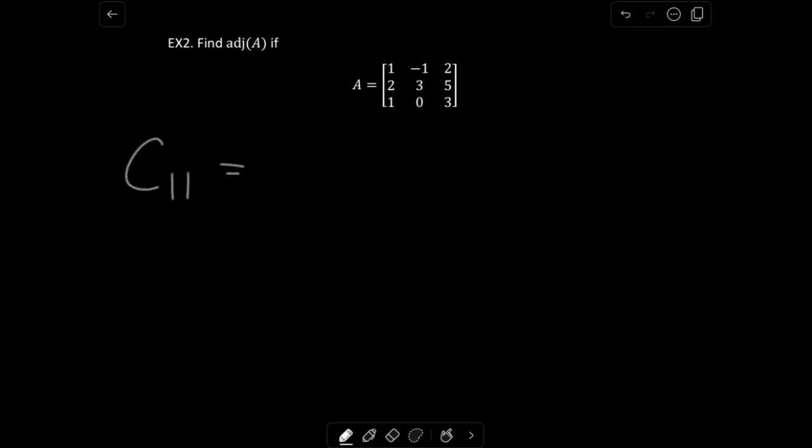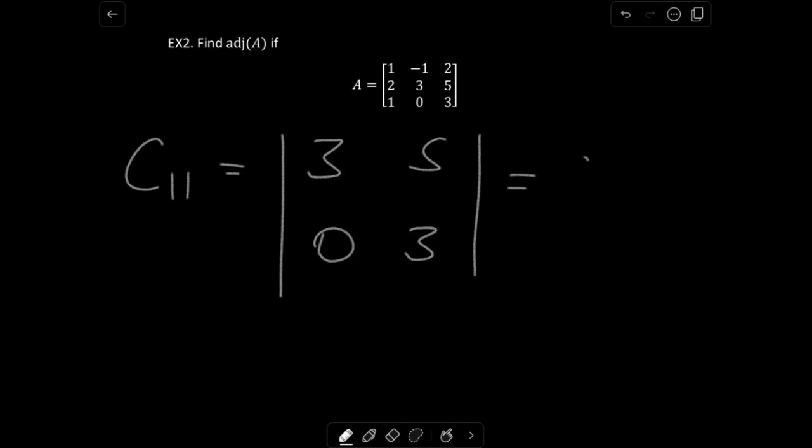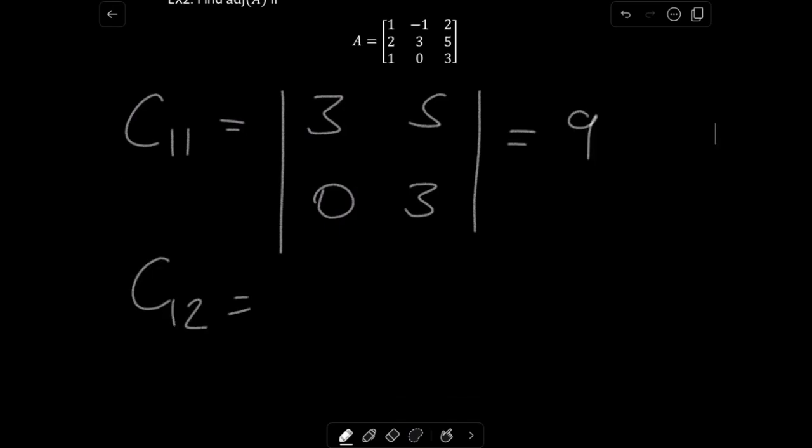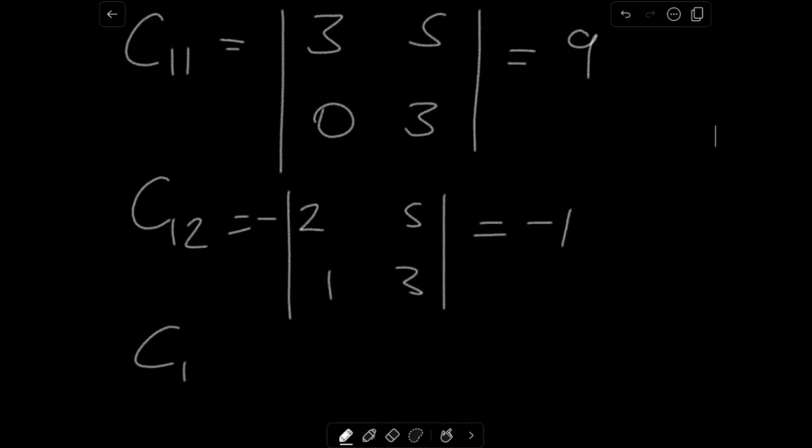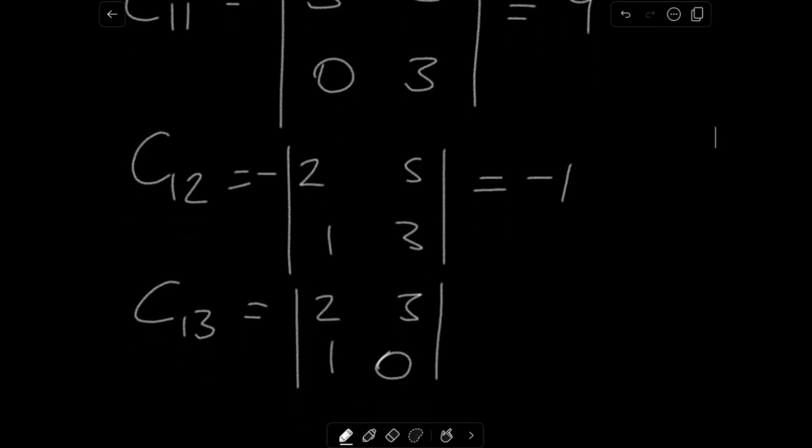Cofactor 1, 1, it's going to be a positive. Okay, it's going to be the determinant of the submatrix 3, 5, 0, 3, and that's going to be 9. Cofactor 1, 2, so we need to account for the negative, and then it will be 2, 5, 1, 3, that's going to be minus 1. Cofactor 1, 3, accounting for checkerboard, it's going to be positive, resulting determinant of the submatrix, and that is going to be negative 3.